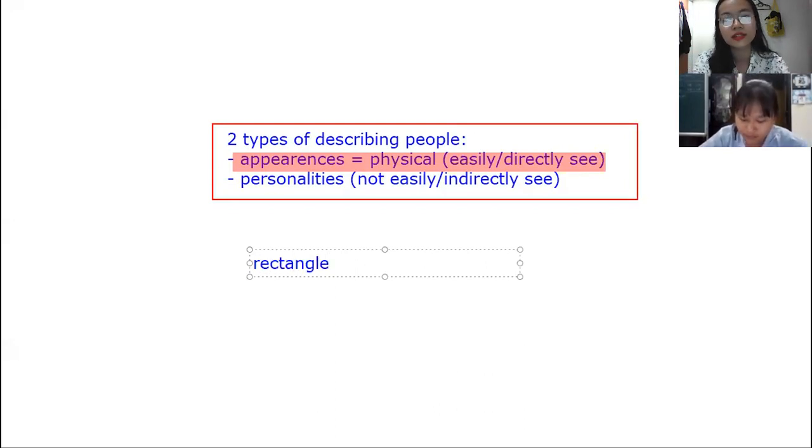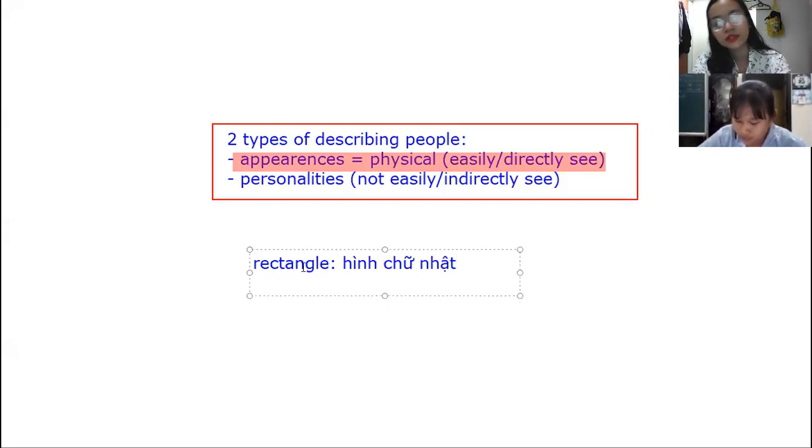Rectangle. Okay, this one. Okay, we have circle, square, oval, rectangle, the heart shape. Heart shape. Sorry, heart shape.